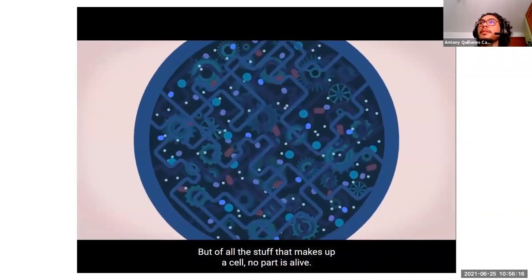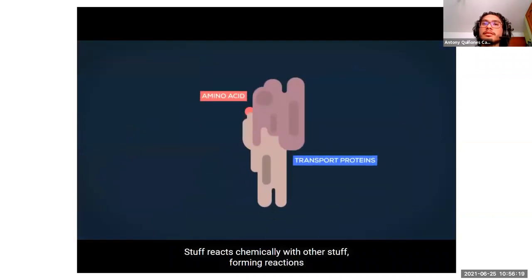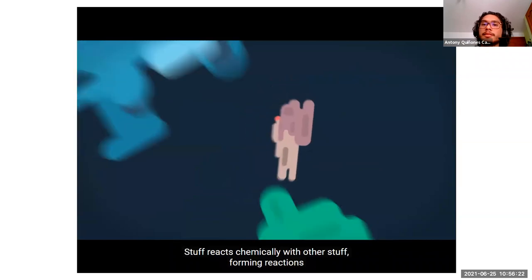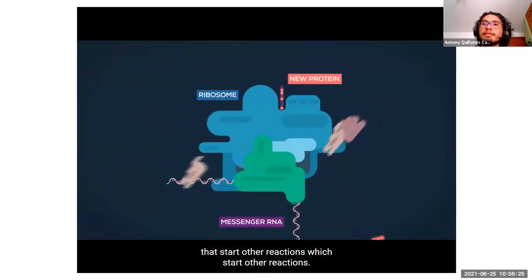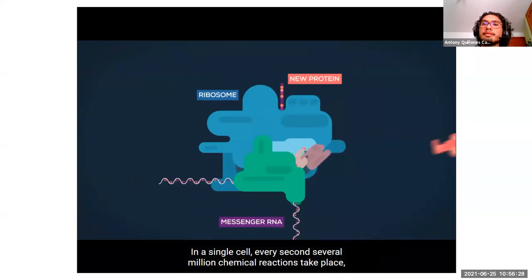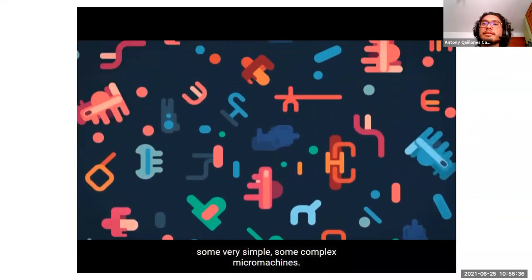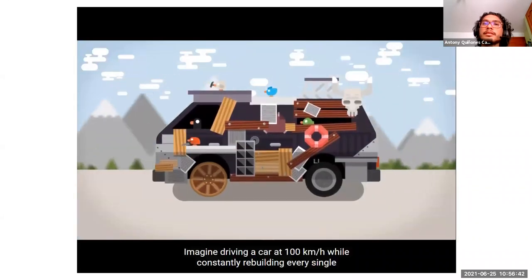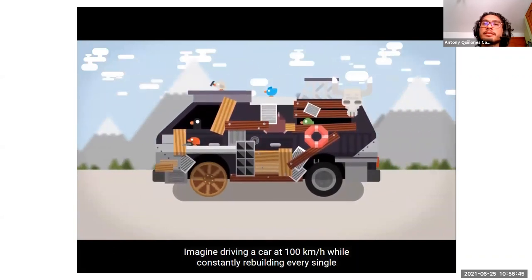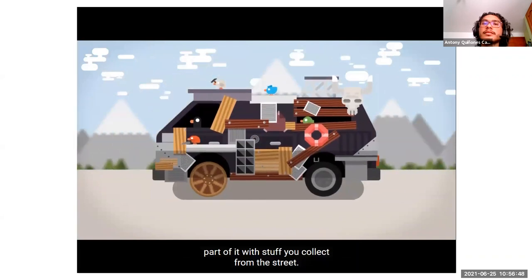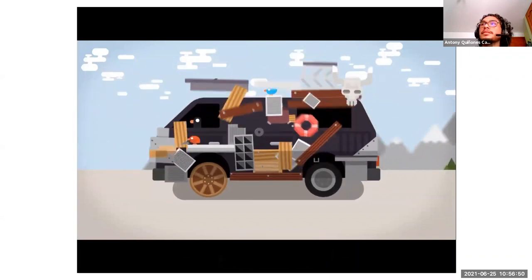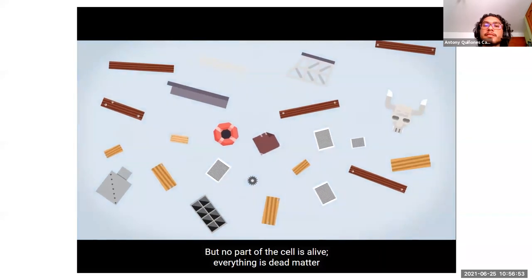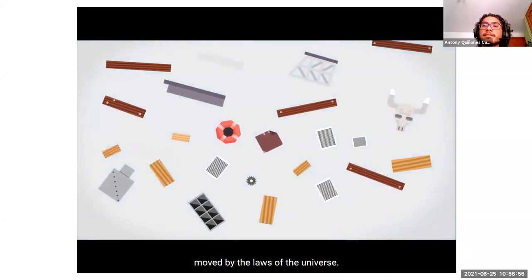But of all the stuff that makes up a cell, no part is alive. Stuff reacts chemically with other stuff, forming reactions that start other reactions, which start other reactions. In a single cell every second, several million chemical reactions take place, forming a complex orchestra. A cell can build several thousand types of protein, some very simple, some complex micromachines. Imagine driving a car at 100 kilometers an hour while constantly rebuilding every single part of it with stuff you collect from the street. That is what cells do. But no part of the cell is alive. Everything is dead matter moved by the laws of the universe.